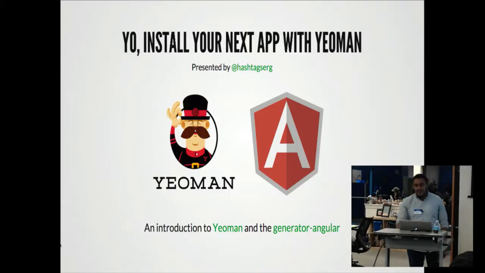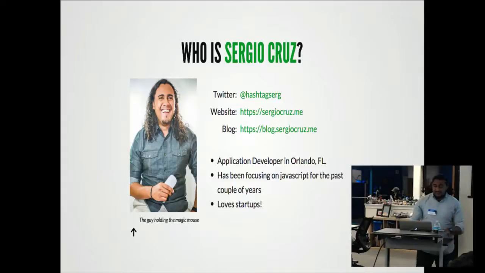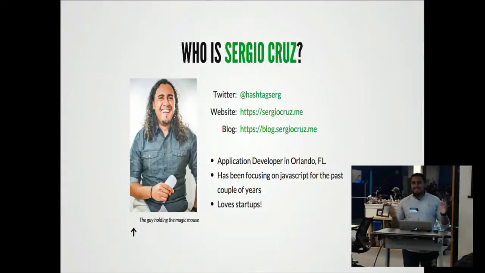No, I'm joking. But before things get started, who is Sergio Cruz? The guy holding the magic mouse for whatever reason. I don't know. I'm a developer here in Orlando. Been focusing on JavaScript for a couple of years. I absolutely love it. And I love startups as well. One of my favorite things to do, I've been listening to this awesome podcast called How to Start a Startup. It's actually this class in Stanford, and they just recorded the whole thing. It's amazing. So anyway, I'm a geek at heart. I also love drones and stuff. I own the Parrot 2.0 myself. It has this awesome open SDK, and I just love doing stuff to it. So this is me. It's what I do.